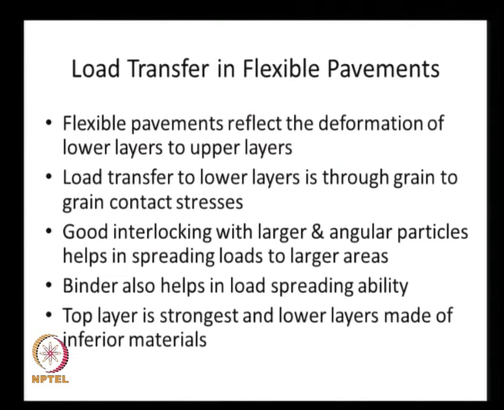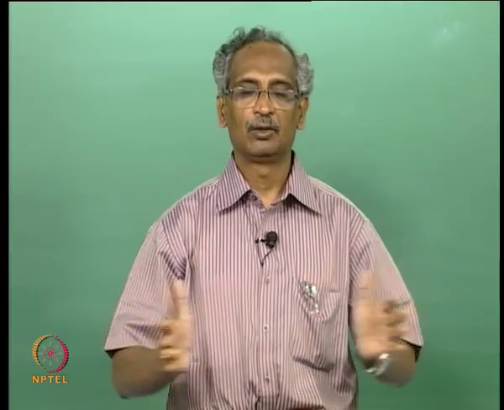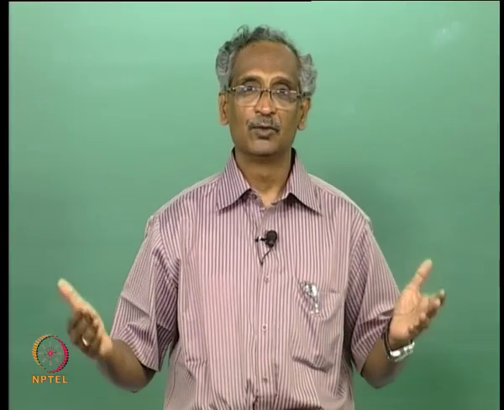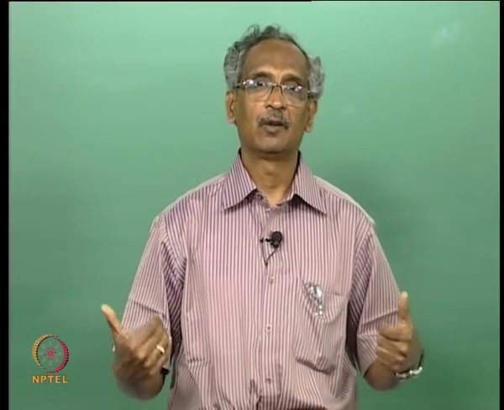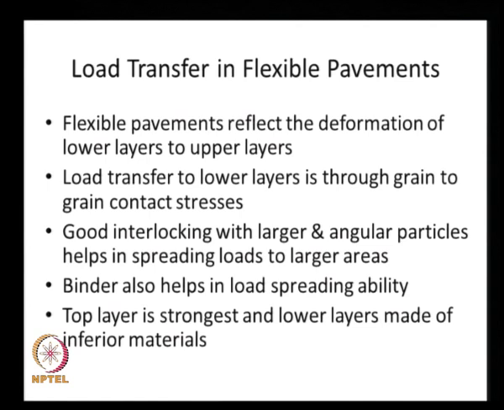So if there is a good contact by way of very coarse grained particles and good interlocking, we can expect a good load transfer to the layers below. And good interlocking with very large and angular particles helps in spreading the load to larger areas. Our objective is, when the load is transferred through the pavement, it should distribute over as wide an area as possible so that the pressure that we are transferring into the subgrade is reduced.